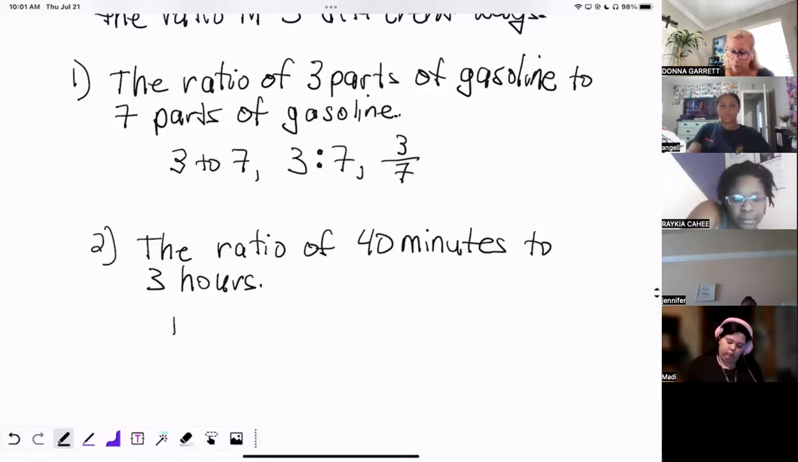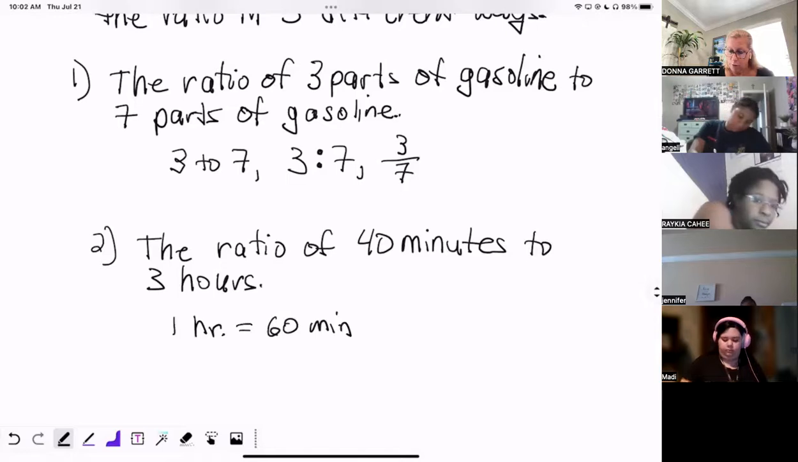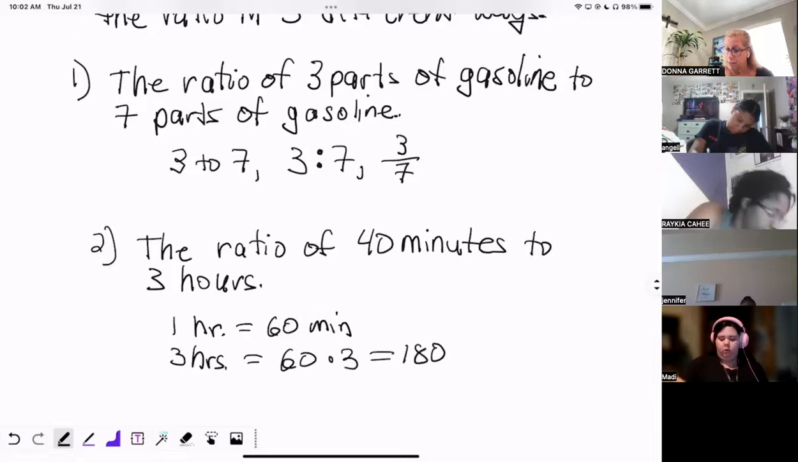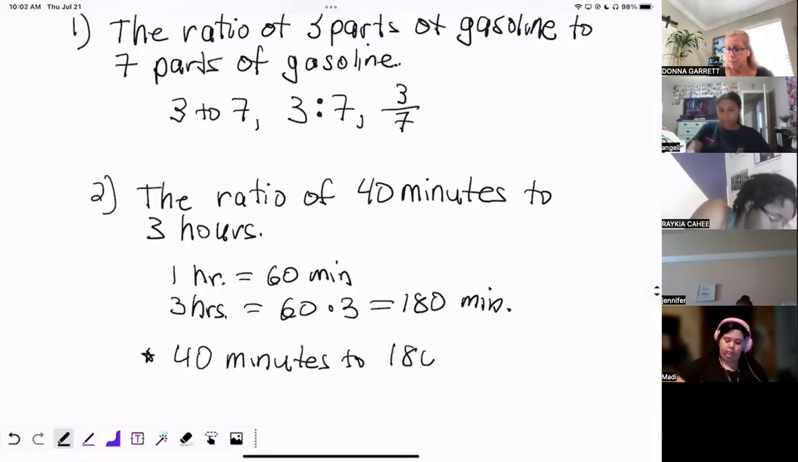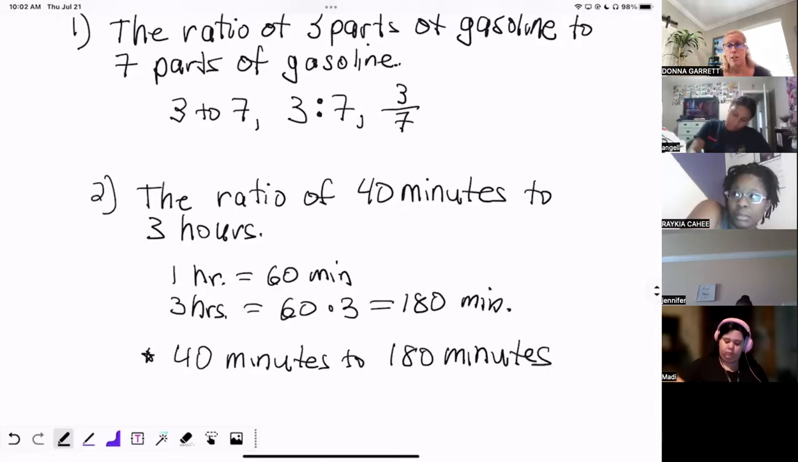So 1 hour is 60 minutes. So 3 hours have to be 60 times 3, which is 180 minutes. Great. So what we're really comparing is 40 minutes to 180 minutes. And notice now that they're the same units, I can make a ratio.